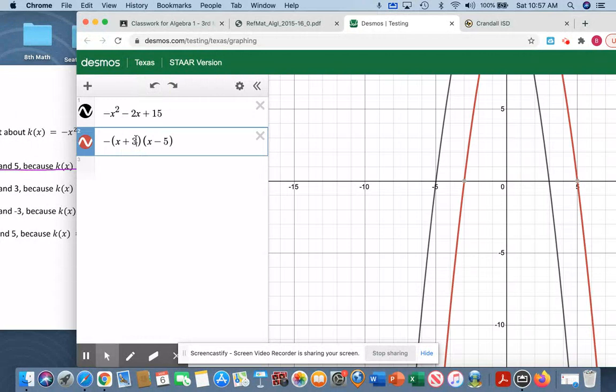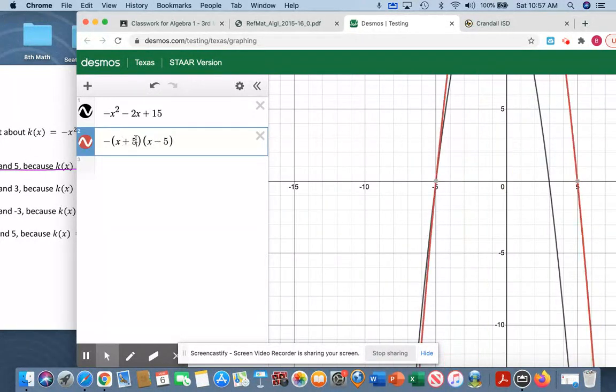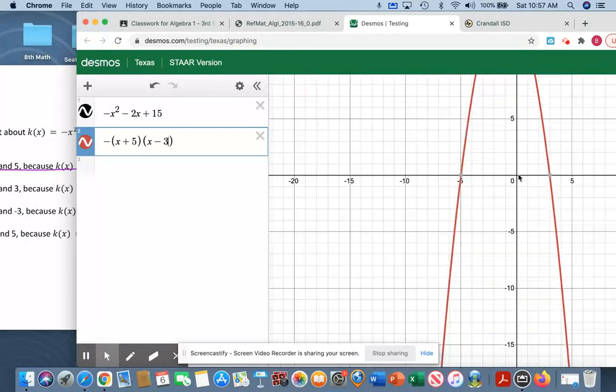The other one is x plus 5 and x minus 3. Notice on this one, they do line up. It looks like it's going to be B. I'm going to double check the other ones.